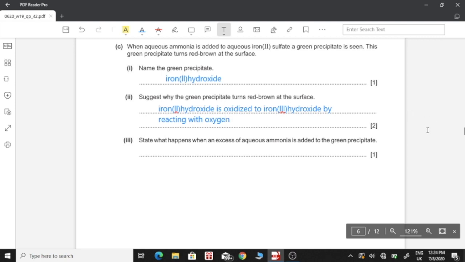Alright, part 3, state what happens when an excess of aqueous ammonia is added to the green precipitate. So the green precipitate does not react, no change occurs, so it remains the same. Because the precipitate over here, iron 2 hydroxide, is insoluble in ammonia.